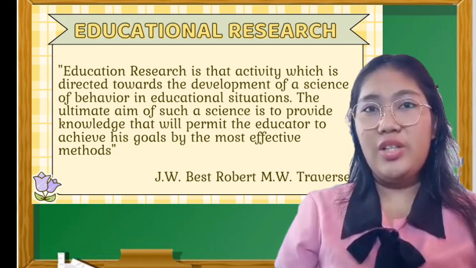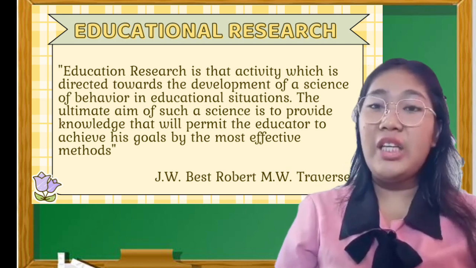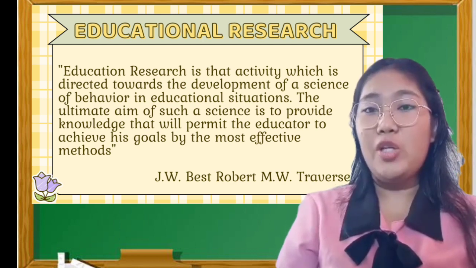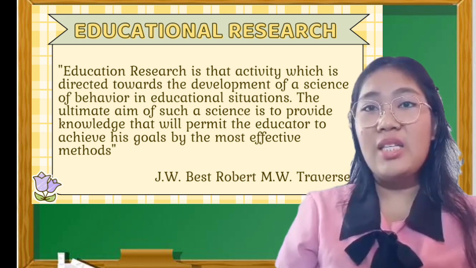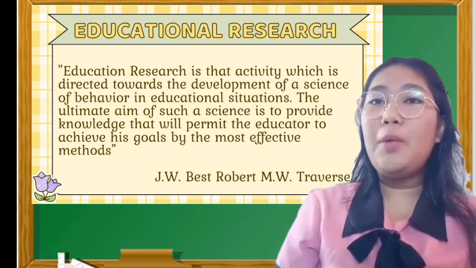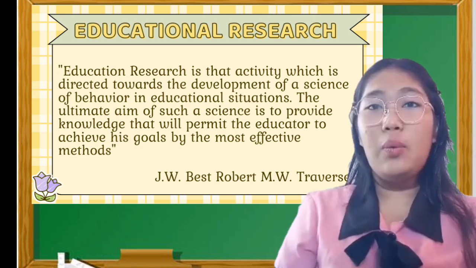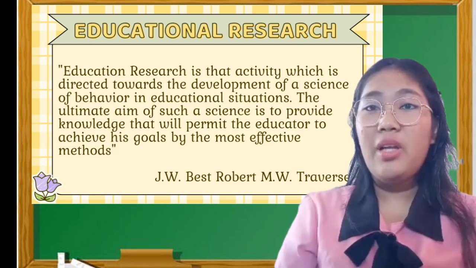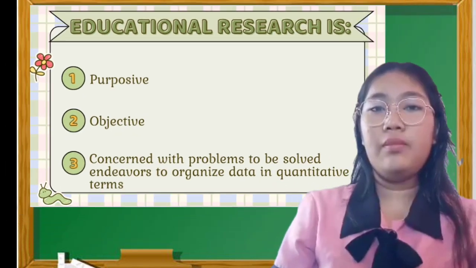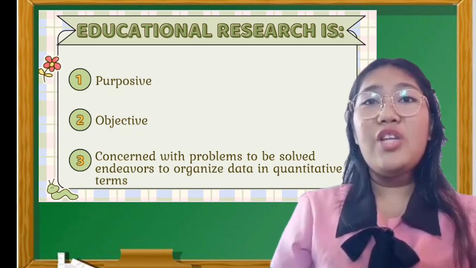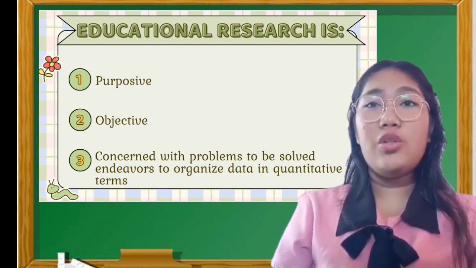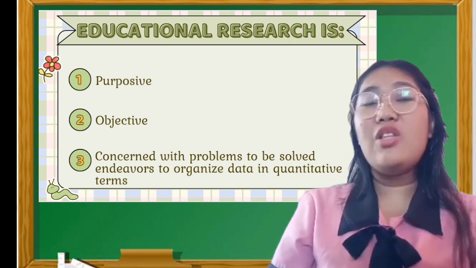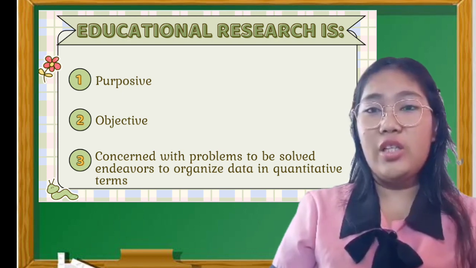So educational research. Educational research is the activity which is directed towards the development of a science of behavior in educational situations. So the ultimate aim of such a science is to provide knowledge that will permit the educators to achieve his or her goals by the most effective method, by J.W. Best and Robert M.W. Travers. So, educational research is a systematic and rigorous investigation that applies empirical methods to study and solve challenges in the field of education.